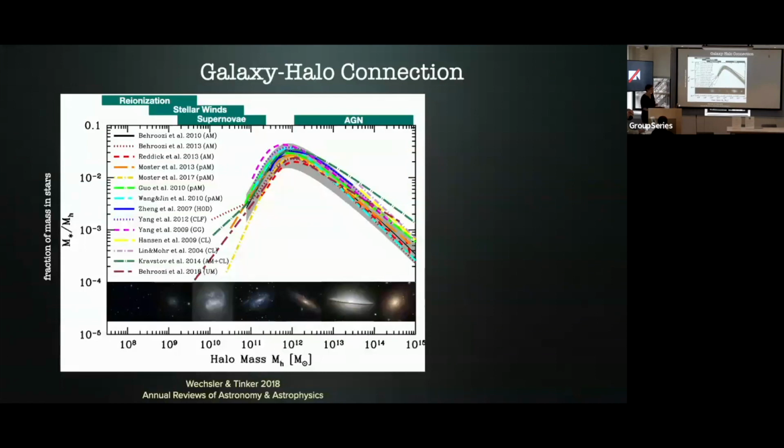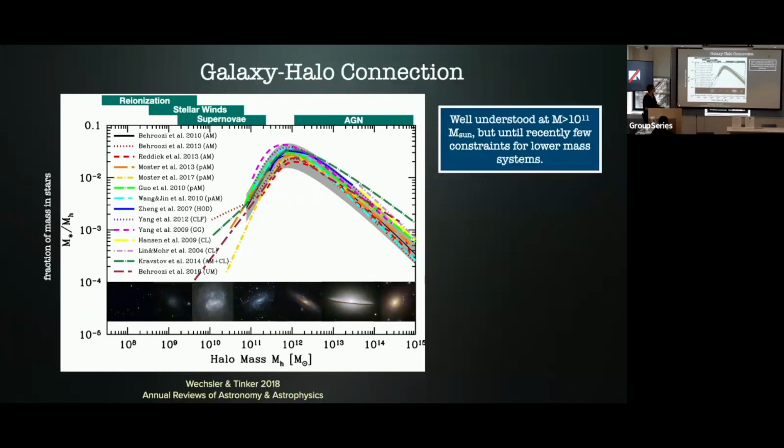This is a plot from a review article I wrote with Jeremy Tinker a few years ago that looks at the fraction, as a function of halo mass, of the total dark matter that turns into stars. The basic point here is that this is very well determined from lots and lots of different measurements for relatively massive halos, say above 10 to the 11 or 10 to the 12, very well understood and relatively well measured.